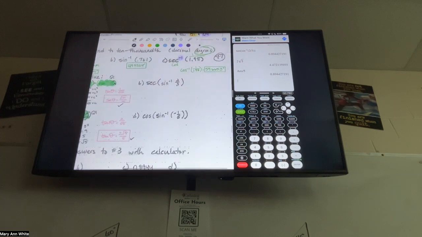Where do I start? What'd you say? I know which quadrant it's in. Good. What quadrant am I going to be in? Good. Why? Good. 2 over 3 is positive. I'm going to be in quadrant 1. So draw your triangle.